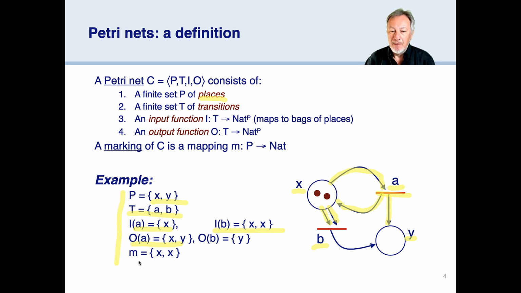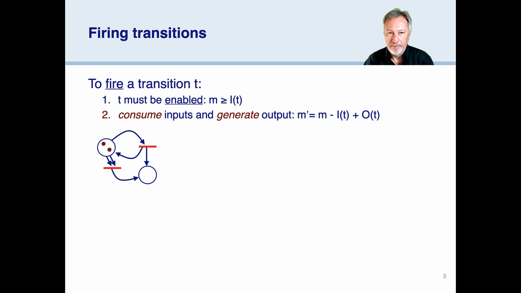Finally, we have the dynamic part, which is the marking. The marking is a mapping from places to natural numbers. So it represents essentially a bag. It says, how many tokens do we have in each of these places? Here we've represented it as a bag, saying we have 2 tokens in X and 0 tokens in Y. We could have also represented it as a function, mapping X to 2 and Y to 0. So we have the static graph model of the Petri Net, and we have the marking, which is an assignment of tokens to the places of the Petri Net.